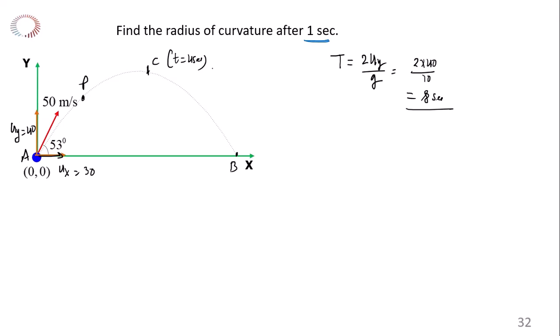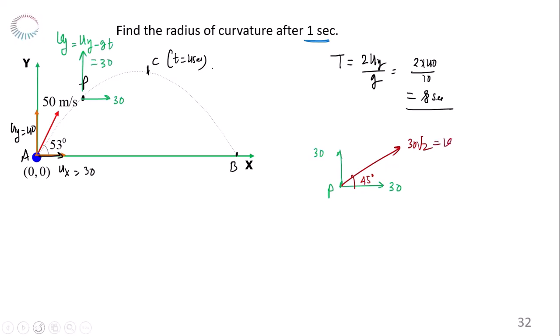So at point P, what is the velocity? At point P, the velocity x component remains the same, 30. What happens to the y component? Uy should be written as uy minus gt. Uy is 40, g is 10, t is 1, which means 30. That means at point P there are two components: 30 horizontal and 30 vertical. So the resultant velocity is 30 root 2 in this direction. This angle is 45 degree. That is our V.